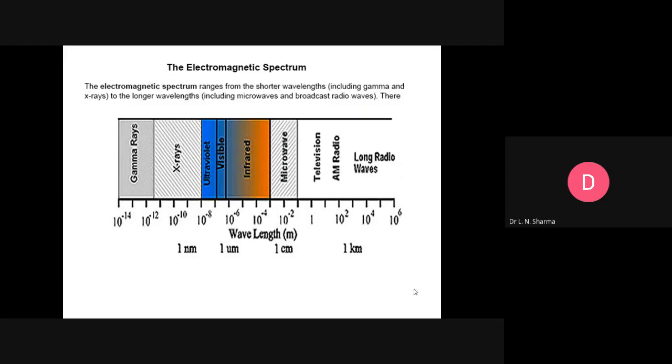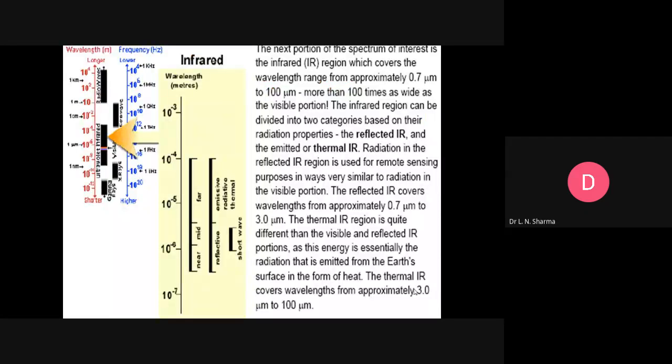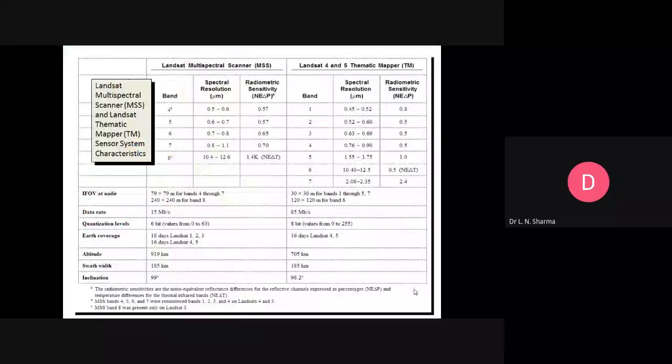You know the visible portion is the portion to which the human eye is sensitive. For infrared and microwave, we use different sensors. This again shows which portion is good for water, which portion is good for infrastructure, soil moisture, and so on. There are different types of regions, such as infrared radiation, and which area is good for thermal infrared, those details I will not go into. Different bands operate in 0.5 to 0.6, bands 4, 5, 6.